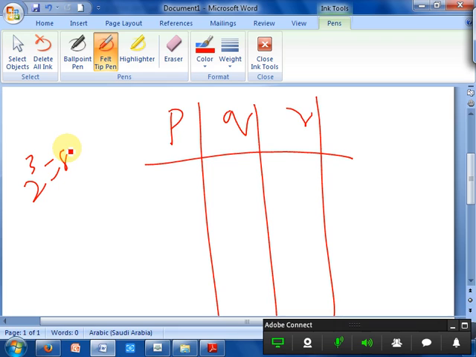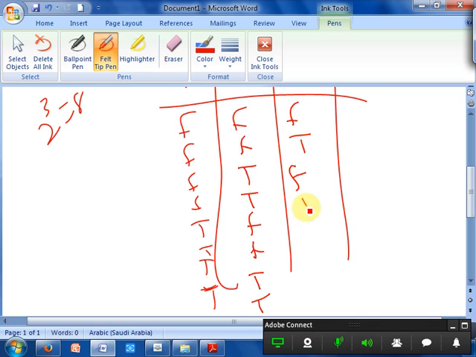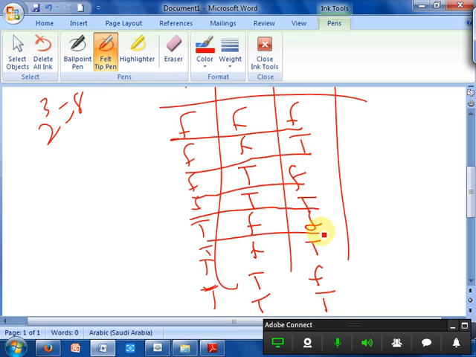Now the easiest way to write these 8 rows: in the first column, write 4 false, then 4 true. In the second, write 2 false, 2 true, and repeat. In the third, write false true alternately. You will get 8 different options: false false false, false false true, false true false, false true true, true false false, true false true, true true false, true true true.